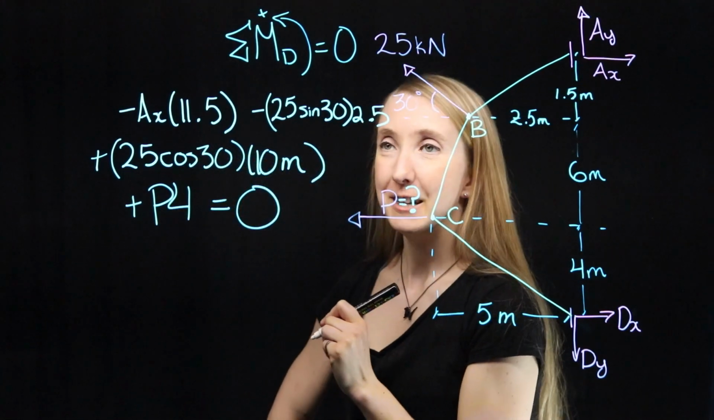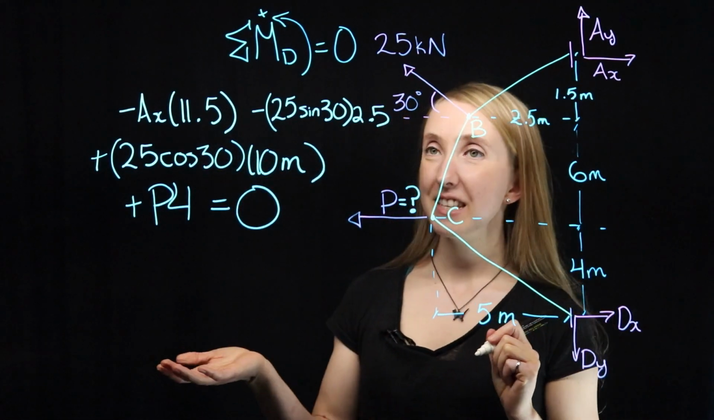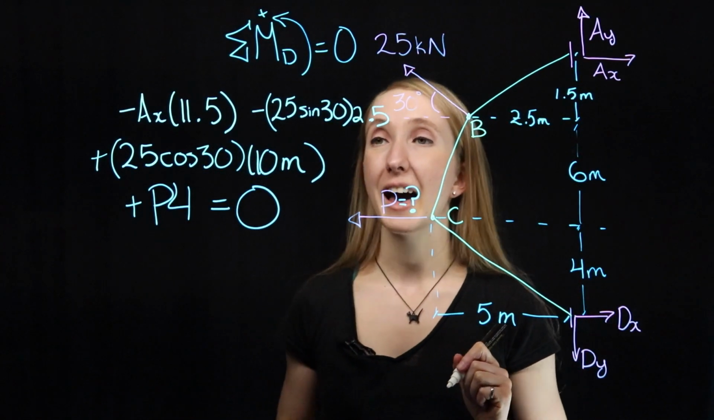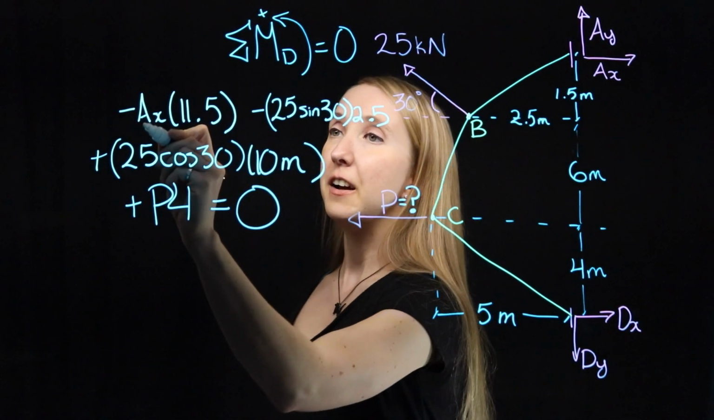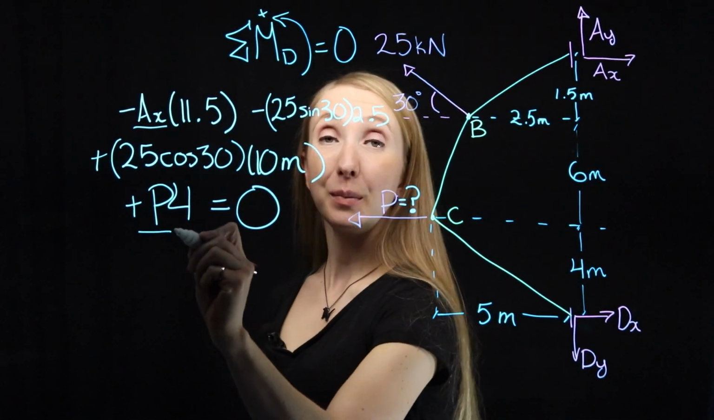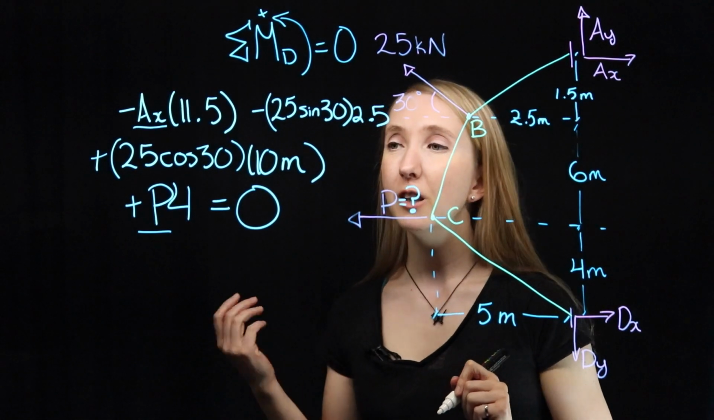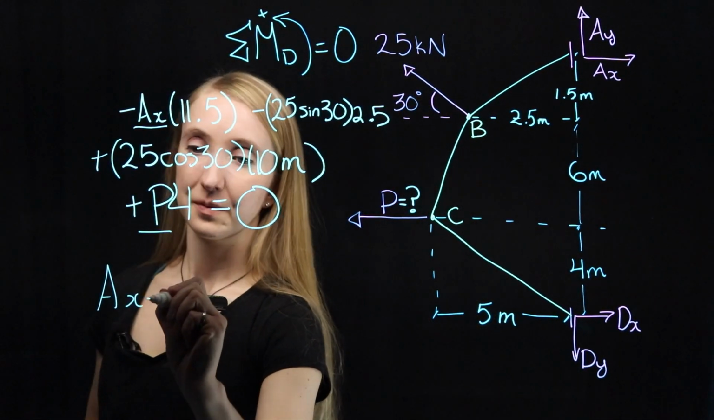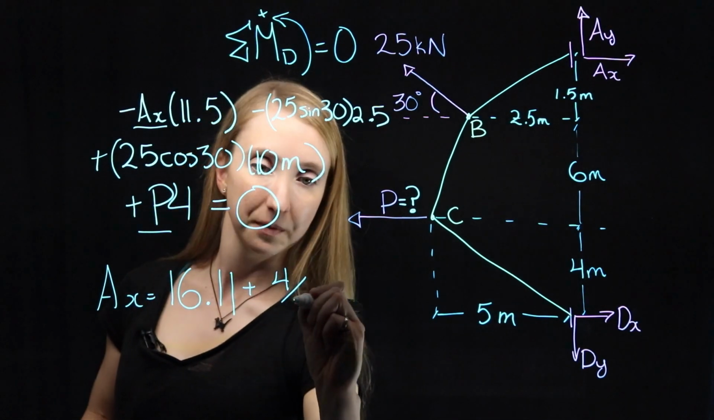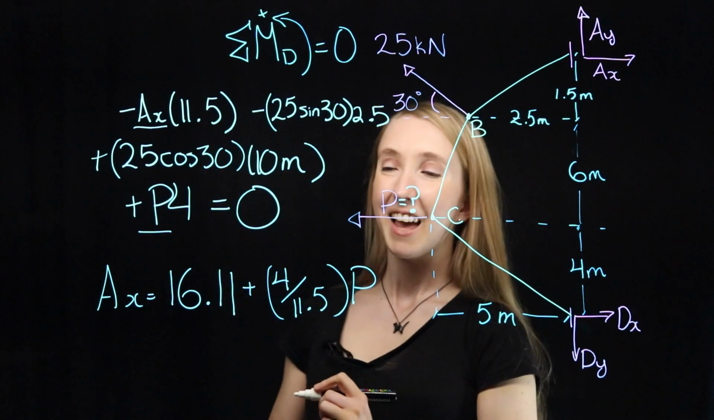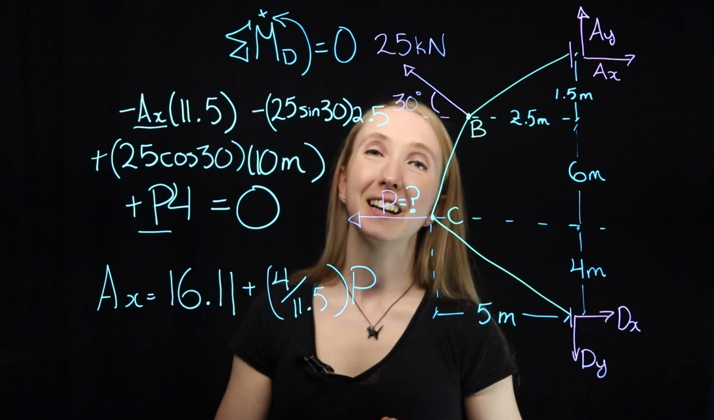So I'll just get out of the way. You can see that the only variables we have in this equation are AX and P. So we can simplify this to look a lot nicer. And we're ready for our next step.